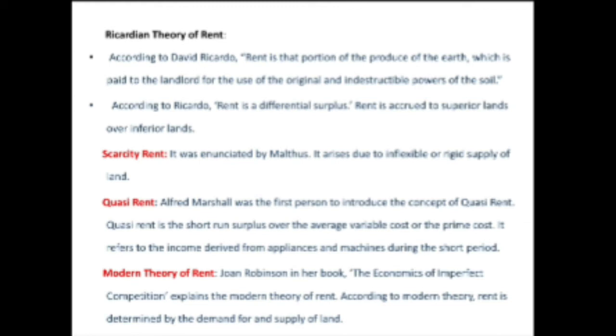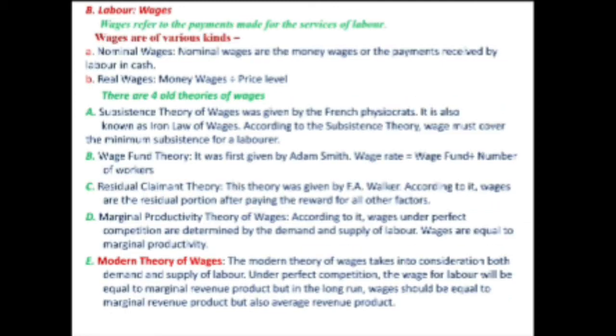And then we have the most important theory of rent, which was given by Joan Robinson in her book, The Economics of Imperfect Competition, wherein she explains the modern theory of rent. According to the modern theory, rent is determined by the demand for and supply of land.